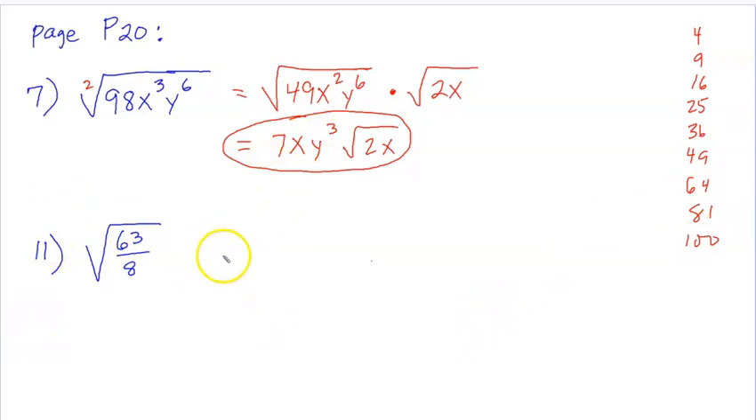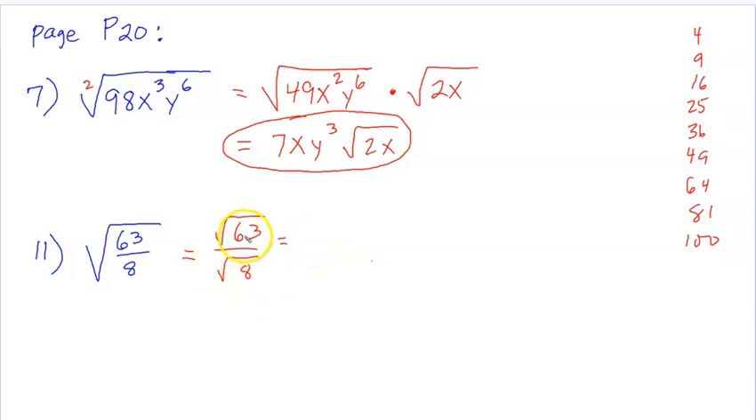Number 11, we're using the quotient property, which really says this. You can think of this single radical as 2 different radicals. And we know that eventually we have to make sure we don't have an answer that has a radical in the denominator. Okay, so the way I'm going to approach this is I'm going to simplify these radicals first, and then I'm going to take care of rationalizing the denominator.